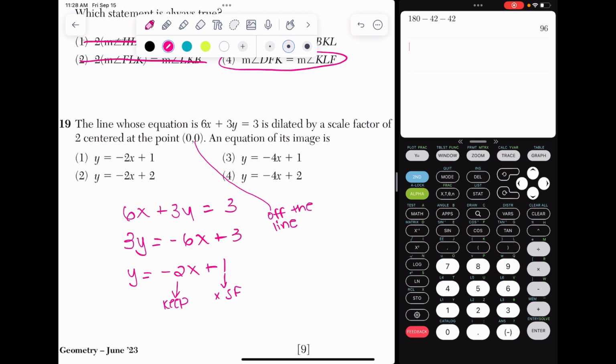Parallelism is preserved under a dilation. So that would mean I get y equals negative 2x plus 2, because I'd be multiplying 1 times 2, and that would give us choice 2 as our answer for number 19.